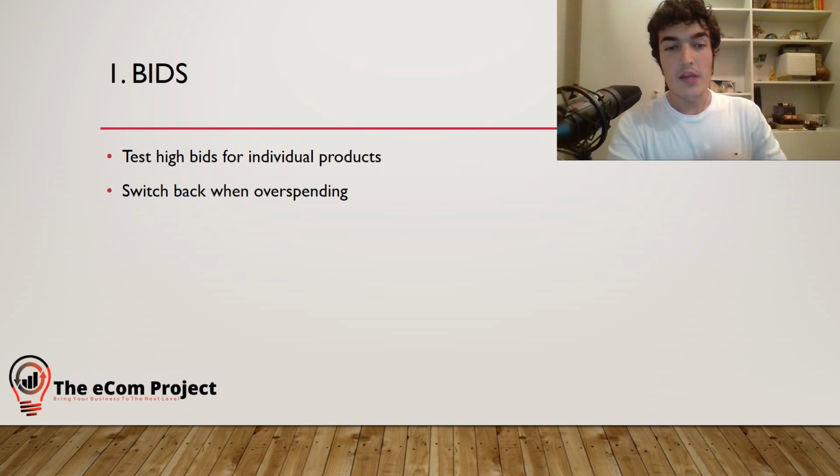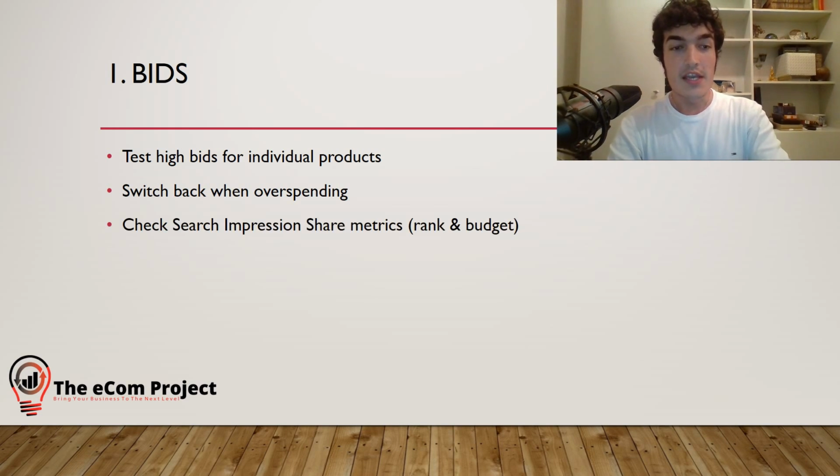You will switch back when you're overspending. Like at some point you realize that you're spending way more than you should, then you can just go back, but you should run a very short test with higher bids to see if this will actually get you more and more impressions. So in a nutshell, check the search impression share that we will check later on in this video and determine whether this makes sense in your context. I will show you a very easy way to find that out later in this video.